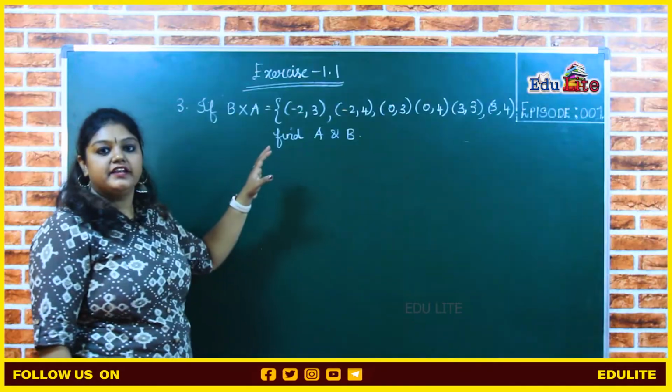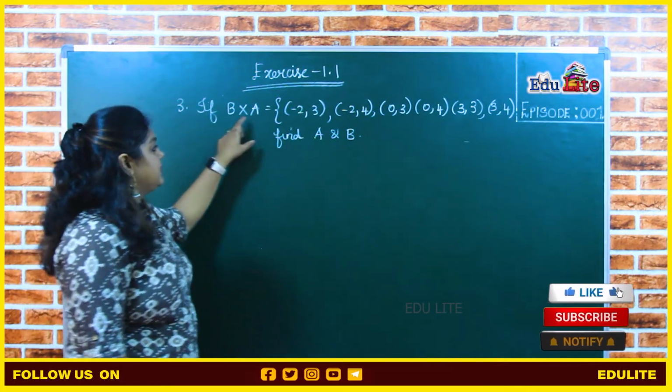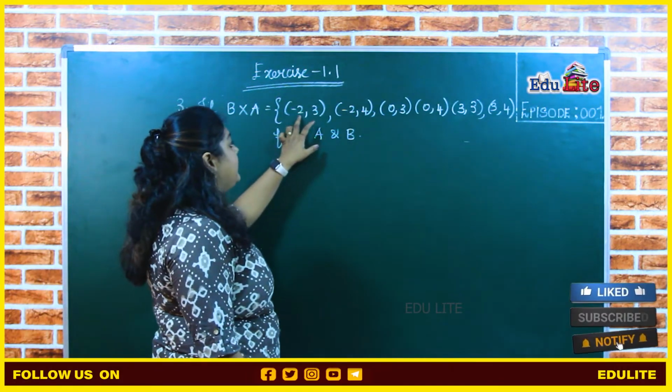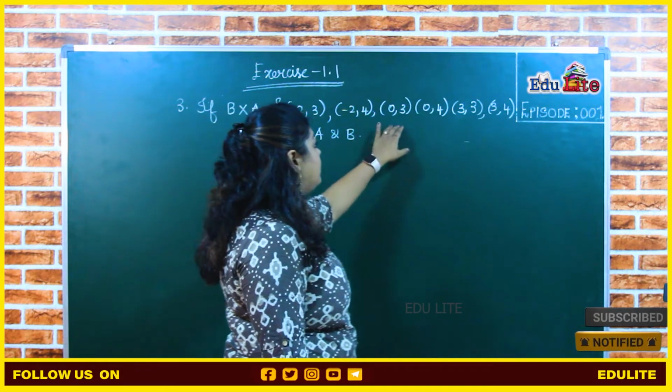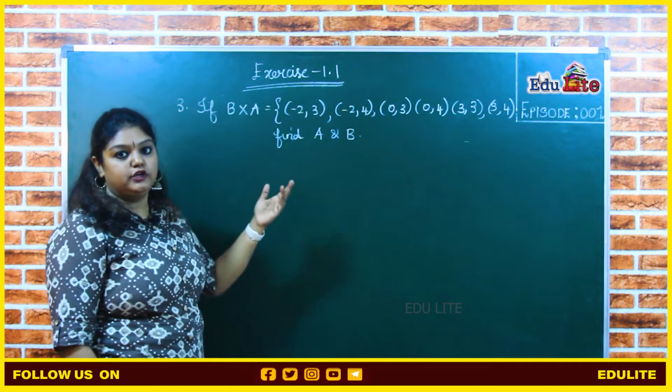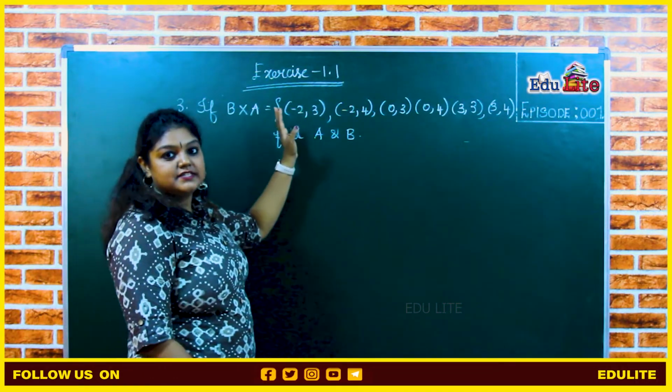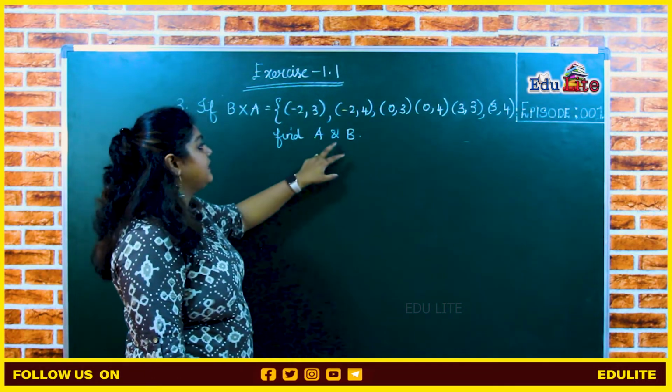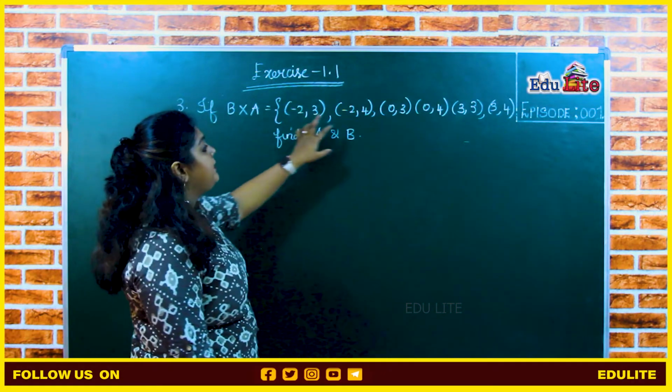The third problem: the question given to us is B cross A is equal to the set of all ordered pairs (-2, 3), (-2, 4), (0, 3), (0, 4), (3, 3) and (3, 4). From this we have to find the values of A and B. We saw a similar problem in the examples also. Similarly we will find A and B from this B cross A.